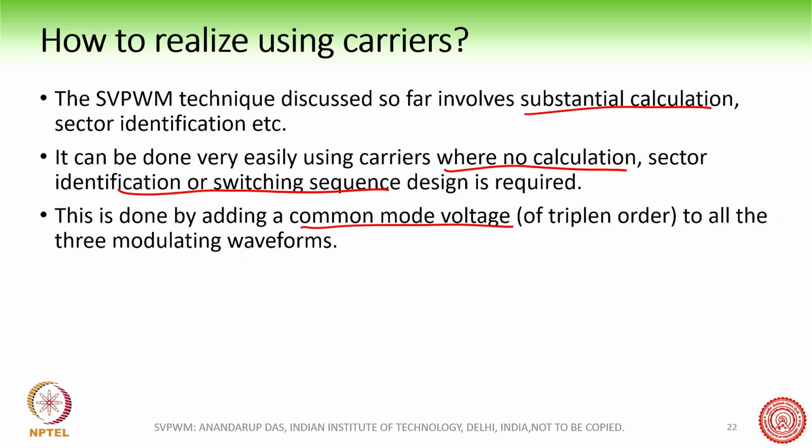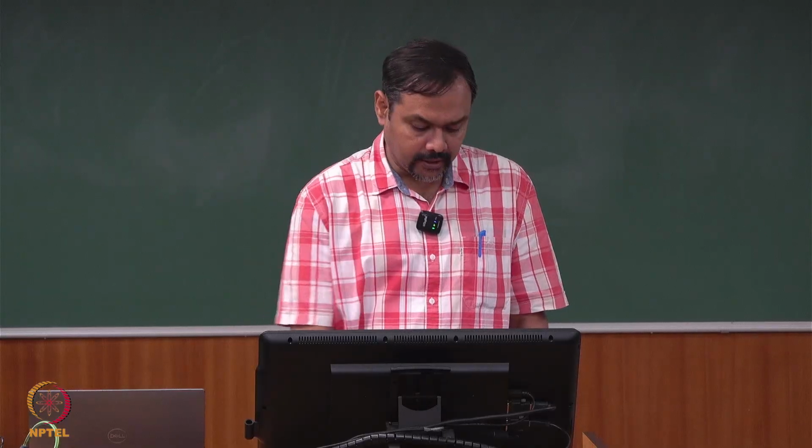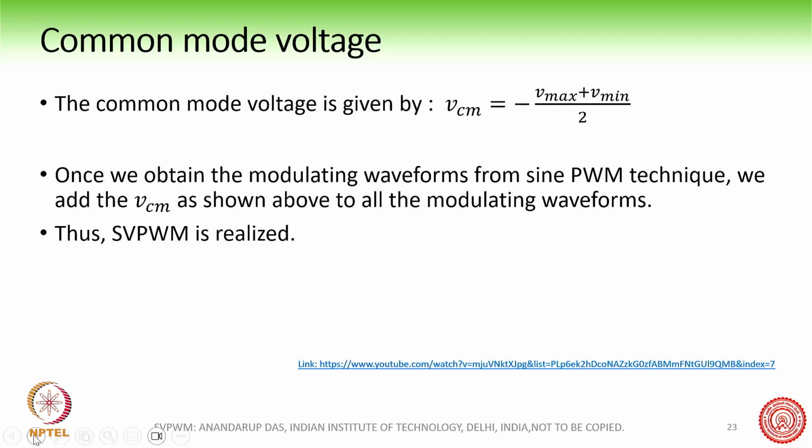Common mode voltage means a voltage which is common to all the three phases A, B, C. We add this common mode voltage to all the three phases, and we will get space vector PWM automatically. What is the magnitude of this common mode voltage? It is given by VCM equal to minus of (Vmax plus Vmin) by 2. Once we obtain the modulating waveforms, we add this VCM to all of them and space vector PWM will be realized.